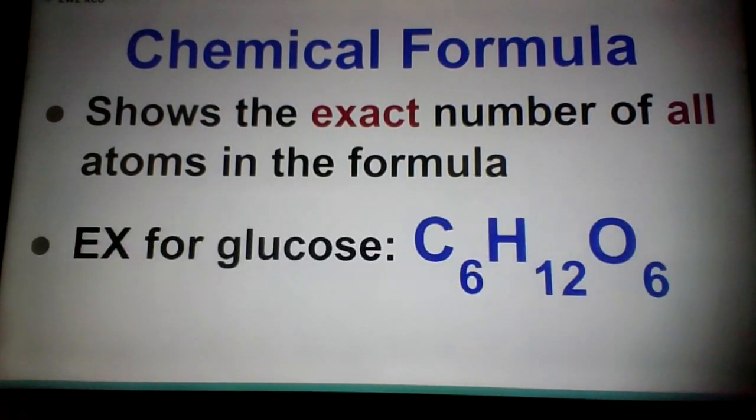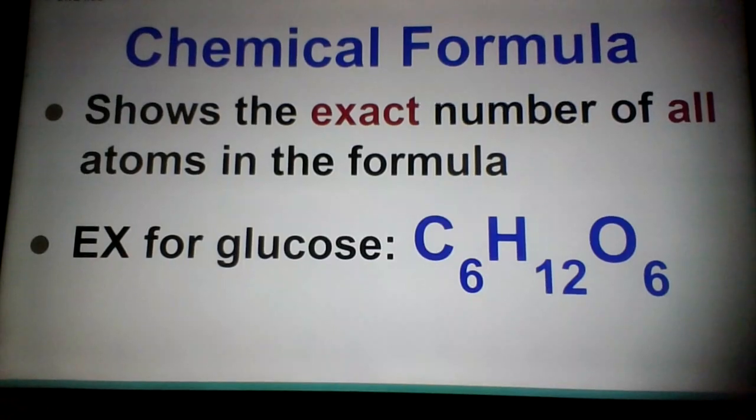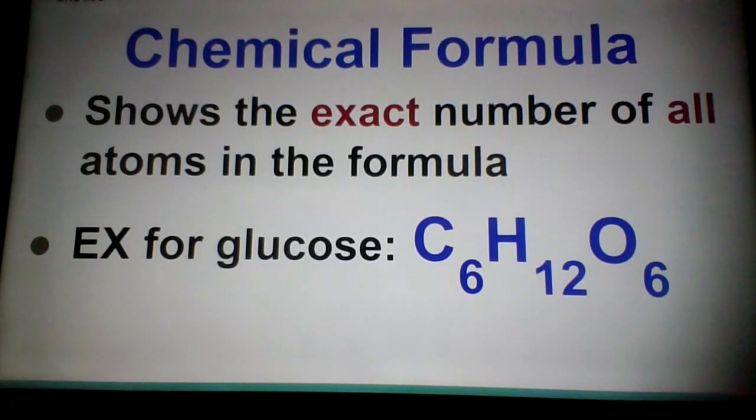You've seen this formula a few times already. Glucose, a type of sugar. Probably the most common type of sugar, what we think of when we say, hey, pass me the sugar. C6H12O6. The 6 that's after the C means exactly 6 carbon atoms in this molecule, and then 12 hydrogen atoms, and then 6 oxygen atoms.